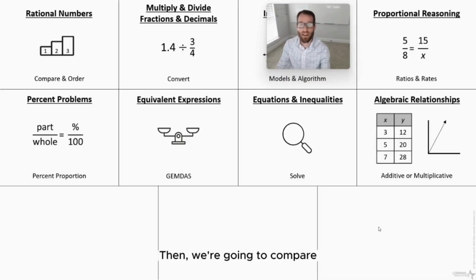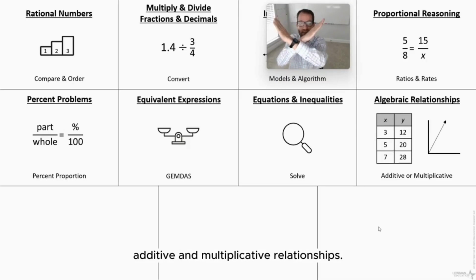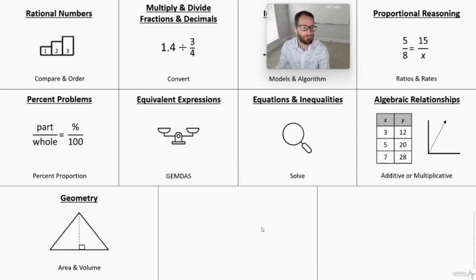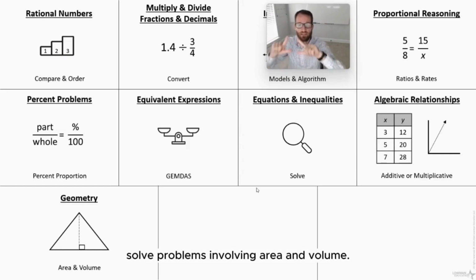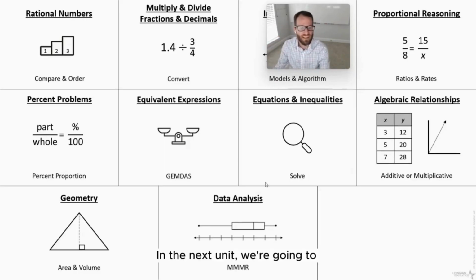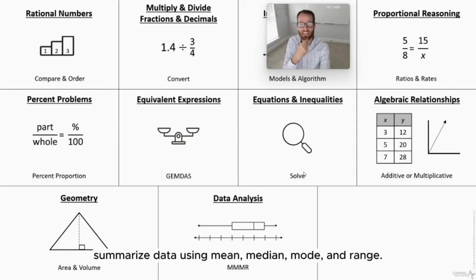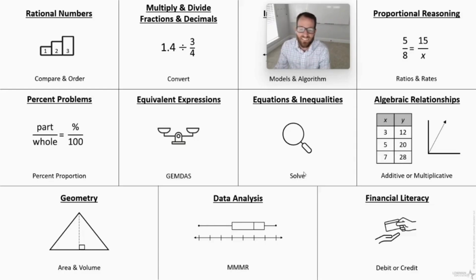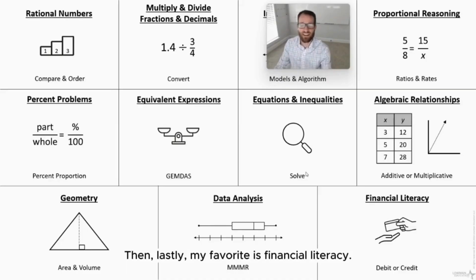Then we're going to compare additive and multiplicative relationships. Then in geometry, we're going to solve problems involving area and volume. In the next unit, we're going to summarize data using mean, median, mode, and range. And then lastly, my favorite is financial literacy.